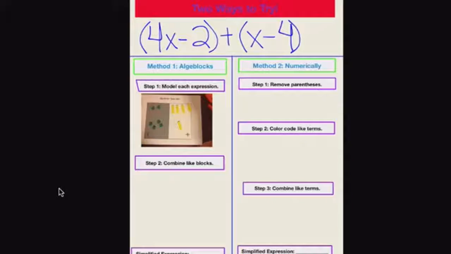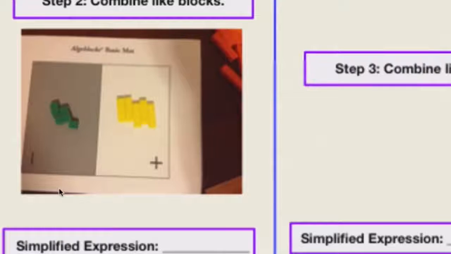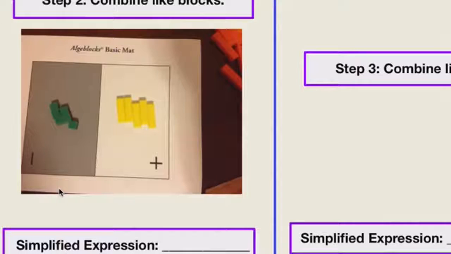Okay. Last step is to write down that simplified expression we've got here. So we've got a total of positive 5x minus 6. So our simplified expression is 5x minus 6.